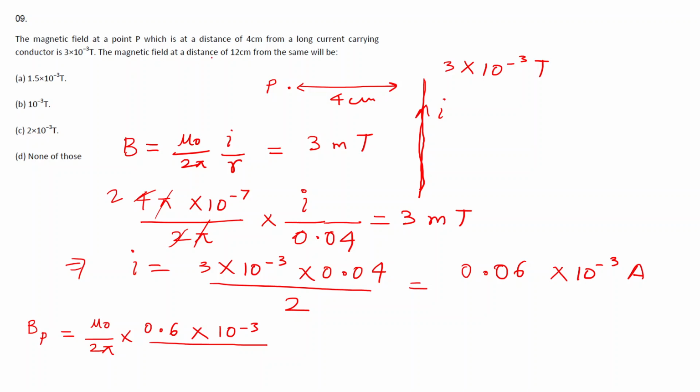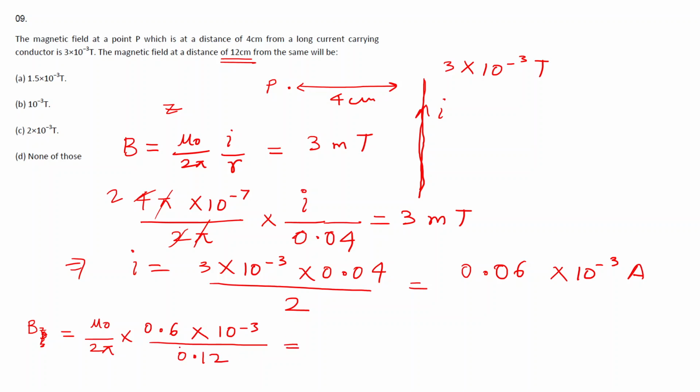Now we need to find out magnetic field at distance of 12 centimeter. This is not at point P, sorry. This is at some distance 12 centimeter away. Let's call it point Z. Okay, so the magnetic field at point Z here will be 12 centimeter, means 0.12 meters.